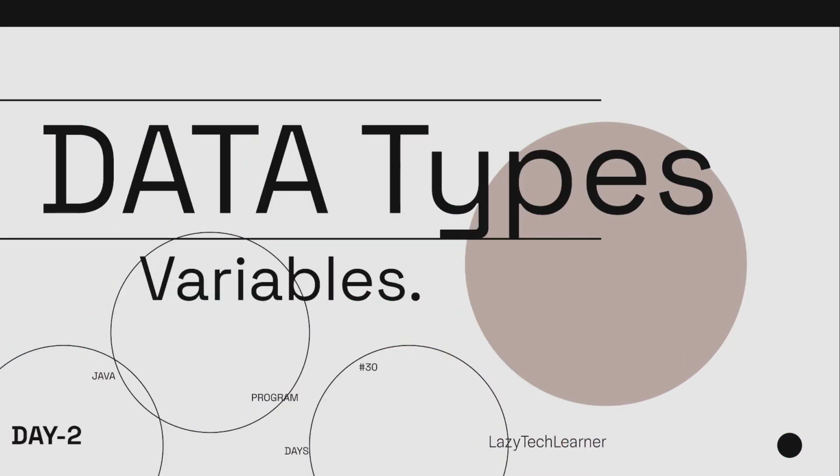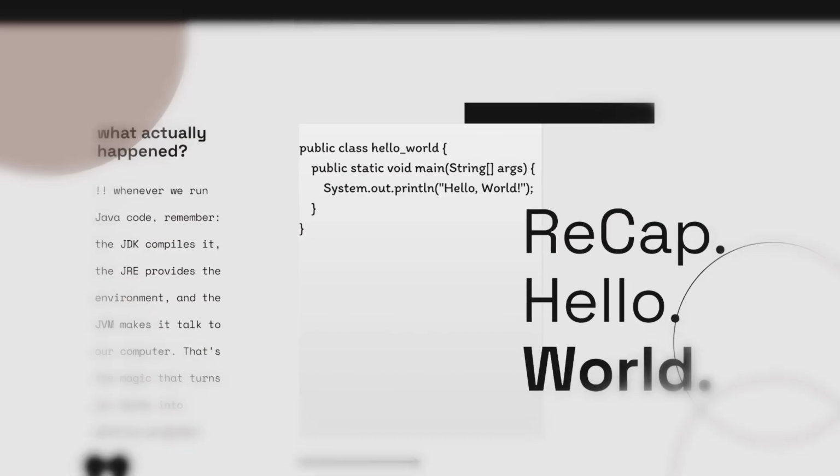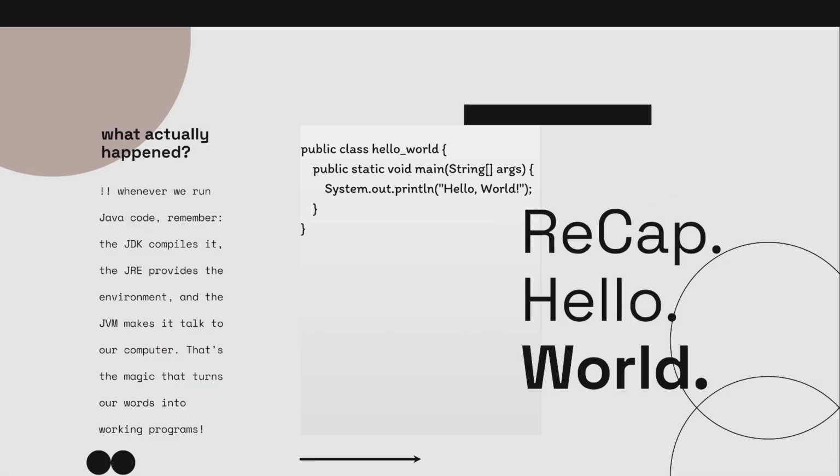In this day 2, we are going to learn about data types and variables, the basic building blocks of any Java program. Before going to day 2, let's recap Hello World. In day 1, we wrote our first program, Hello World. We compiled and saw the output.